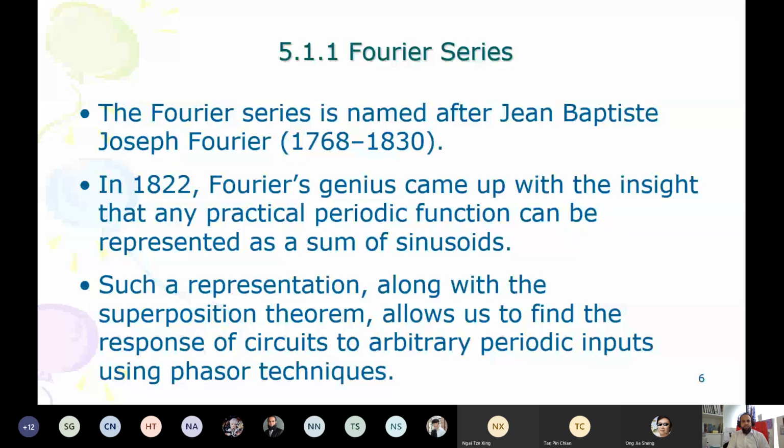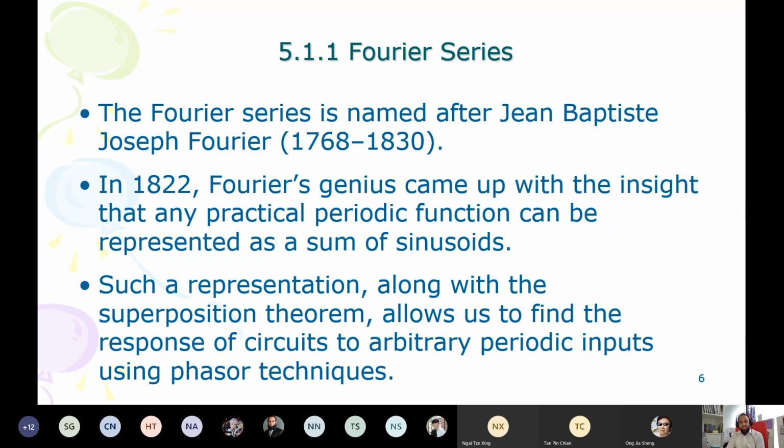So the name is after Jean-Baptiste Joseph Fourier. He was in the 17th and 18th century. He came up with the insight that any practical periodic function can be represented as a sum of sinusoids. You might think, how can we convert a square wave into sinusoids? He proved it. Such a representation, along with the superposition theorem, allows us to find the response of circuits to arbitrary periodic inputs using phasor techniques.